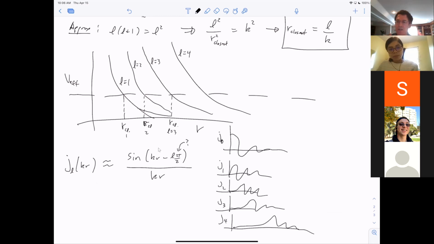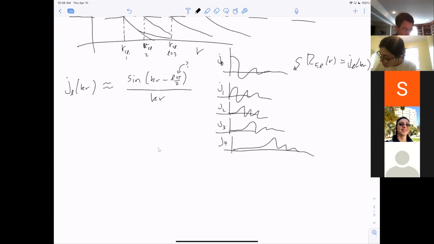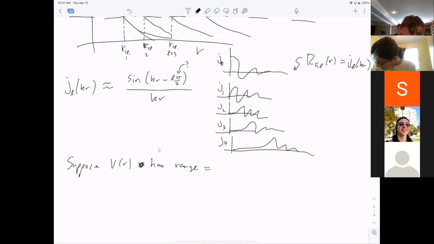And that's what I'm talking about. It's this effective potential that's pushing out the radial wave function, because the Bessel function is the radial wave function. So all the physics is there. Okay, well, that's important, because what that means is that suppose my potential has a range equal to R naught.